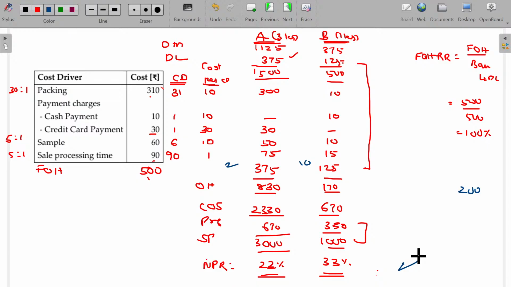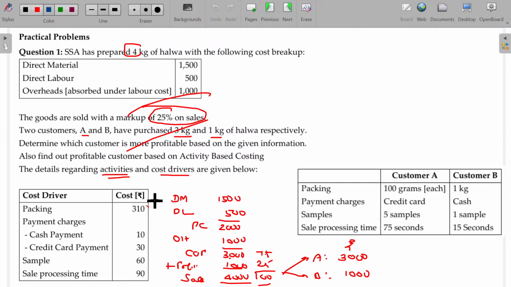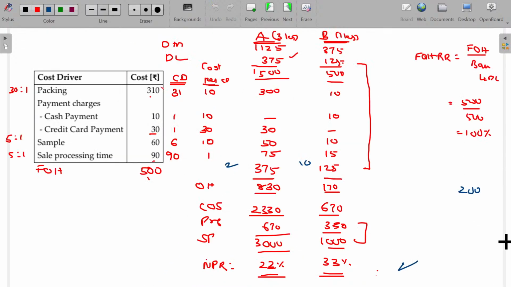If it is clear, text me. Online students, come on, respond to me. This is traditional costing. This is ABC costing. I didn't get any message. Okay. Amruda and Archu. What about the others?